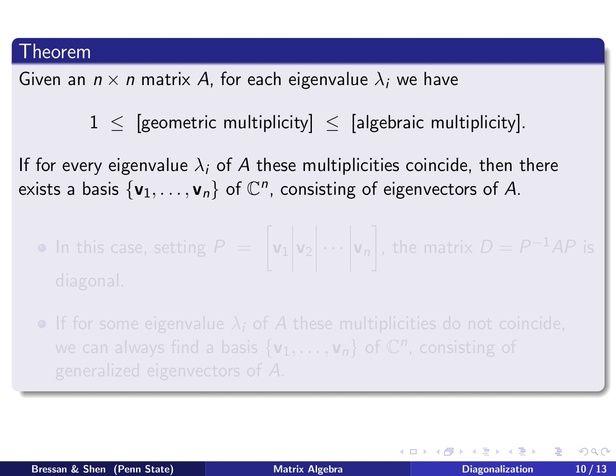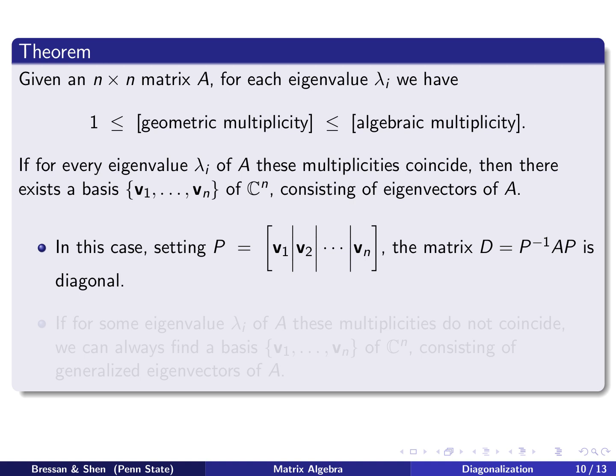And then in the favorable case, if for every eigenvalue lambda i these multiplicities coincide, that means the geometric multiplicity is the same as the algebraic one, then there is a basis v1, v2, ..., vn of the space Cn consisting of eigenvectors of A. And in this case, we can set this P matrix to be the collection of all these eigenvectors, and then the matrix D equals P inverse times A times P is diagonal.